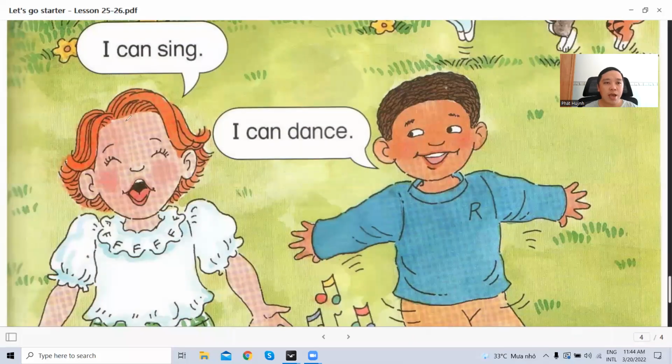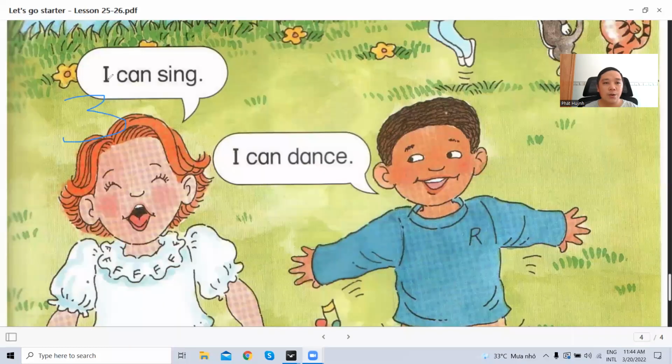Chúng ta qua bức tranh thứ 3. Okay, what is she doing? À, các em phải biết cô ấy đang làm gì nào? She is singing. Đúng rồi, cô ấy đang hát. She is singing. So, sing. Cô ấy đang hát. So, now, sing.